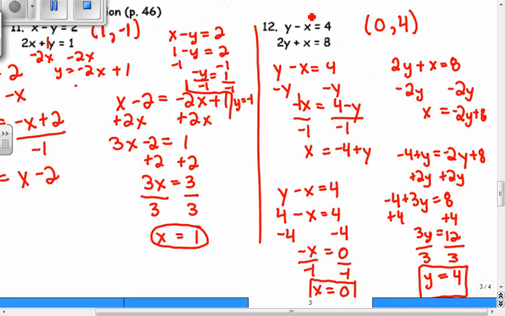Let's double check that. If we plugged in 4 for y, 0 for x, 4 minus 0 is 4. That works. Okay, 2 times y, so 2 times 4 is 8. 8 plus 0 is 8. Very good, it works.